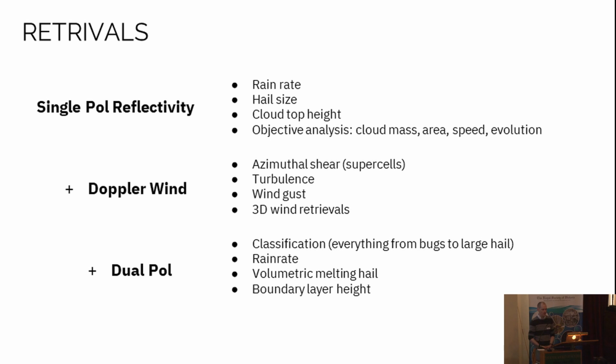And finally, with dual pole, it provides first and foremost classification. So we know what our scatterers are. Are they bugs, are they large hail, or are they rain? It gives us a much better estimation of rain rate. It provides us with a volumetric indication of hail, so we actually have a map of every pixel which is hail in 3D, using the full 3D volume. And there are more novel approaches coming out as the research progresses, such as looking at boundary layer height.